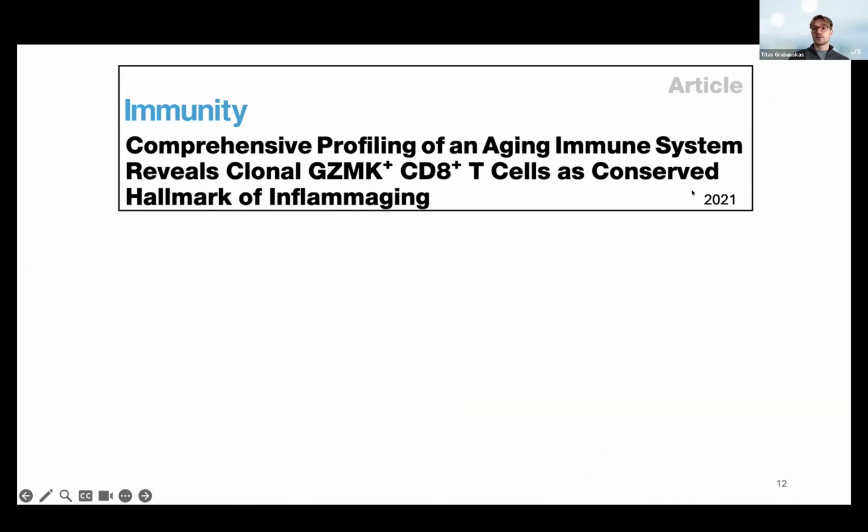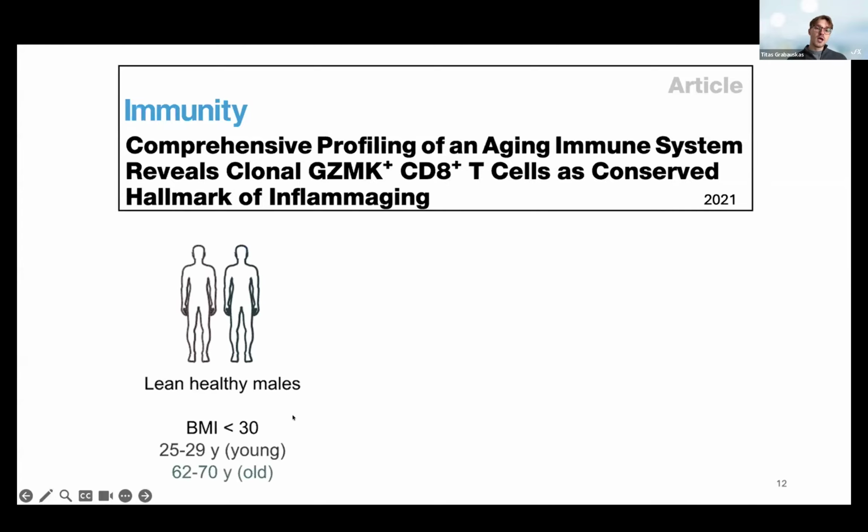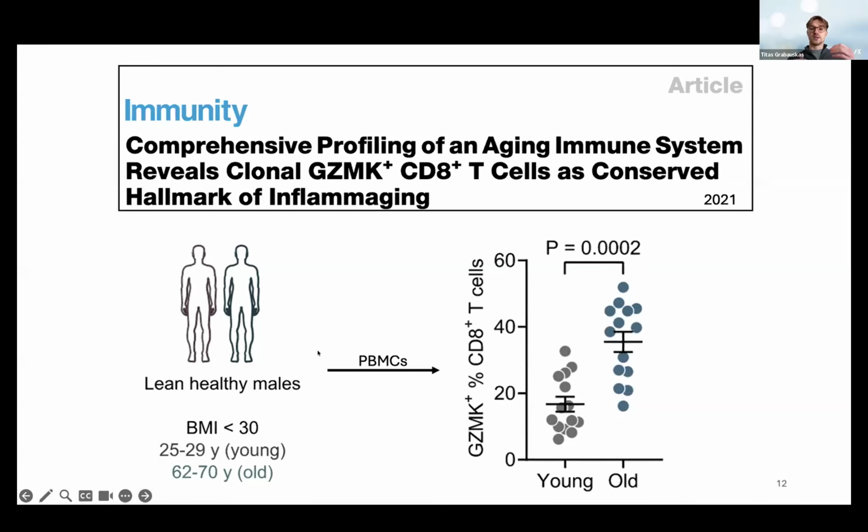To illustrate that, in 2021, Max Artyomov's group published a paper in Immunity titled "Comprehensive Profiling of Aging Immune System Reveals GZMK positive CD8 T cells as a Conserved Hallmark of Aging." They looked at lean, healthy males and profiled their PBMCs using RNA sequencing. They split their cohort into young and older individuals and showed that the GZMK CD8 T cells were increased in frequency in the older adults. However, they never looked at the CMV serostatus, making us wonder whether their observations are potentially confounded.